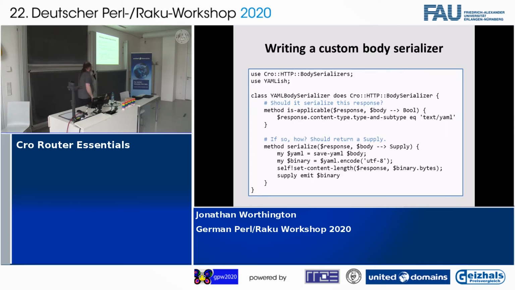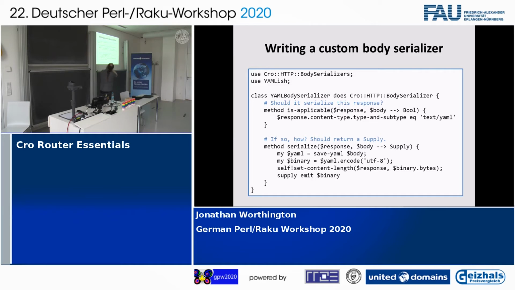Okay, what if for some reason we decided that we wanted to send back YAML instead? Well, we can do that. We write a body serializer that looks like this. We decide when we are applicable. So we say we're applicable when the content type is text/YAML. And then I've just used the YAML-ish serializer here. The ish scares me a bit, but okay.